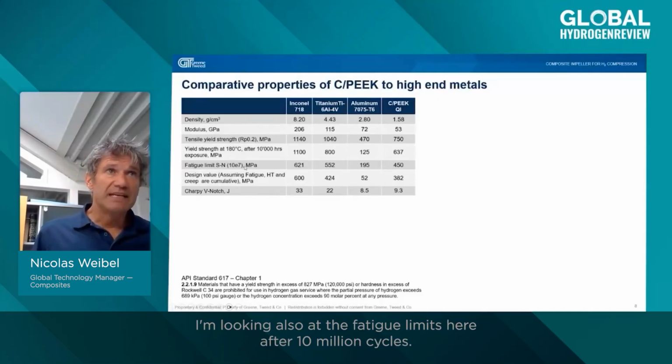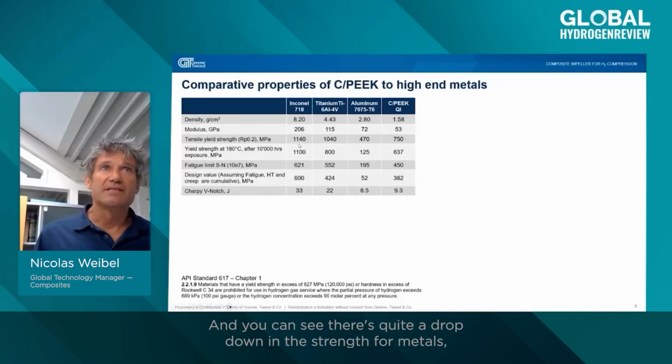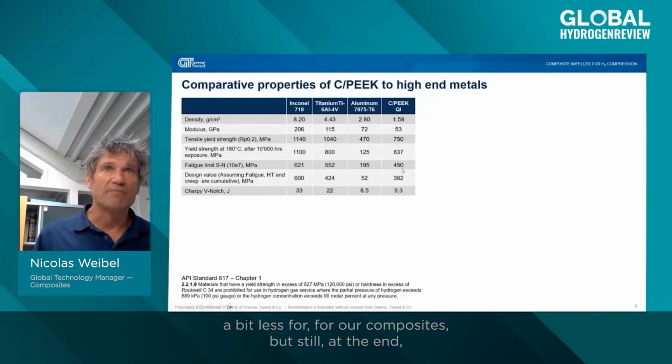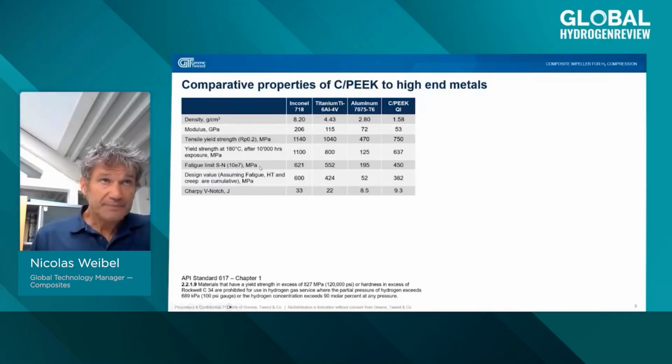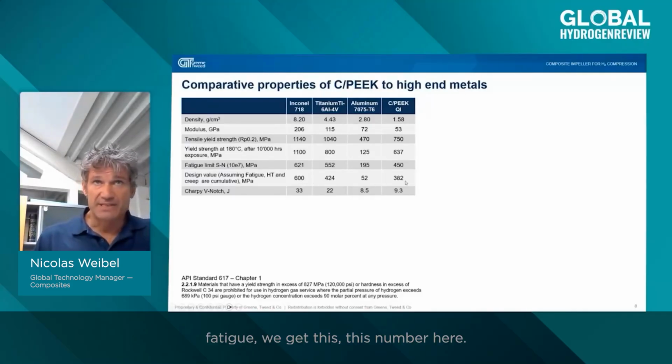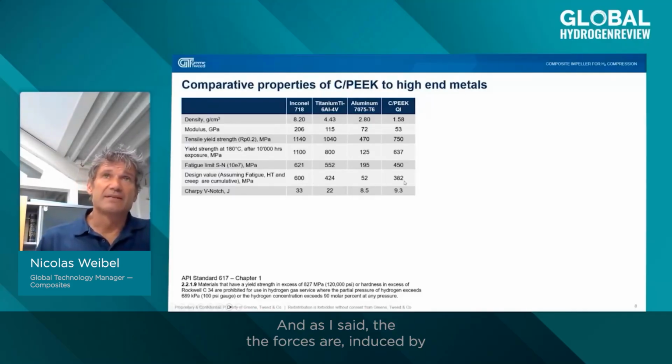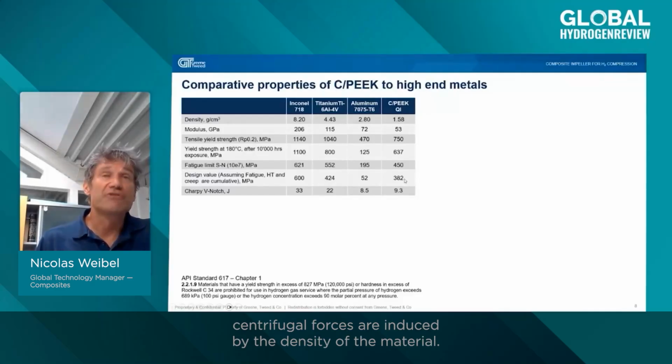I'm looking also at the fatigue limit here after 10 million cycles, and you can see there's quite a drop down in the strength for metals, a bit less for our composites, but still at the end, if we take a design value where we combine everything, so we take the strength and we take a knockdown factor for temperature and a second knockdown factor for fatigue, we get this number here. And as I said, the forces are induced by centrifugal forces, are induced by the density of the material.